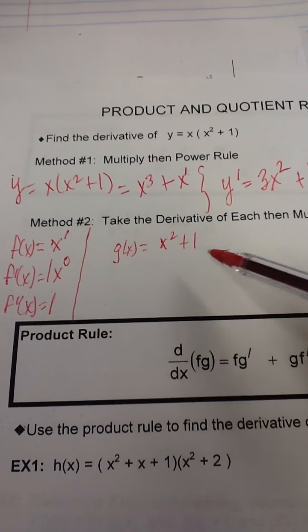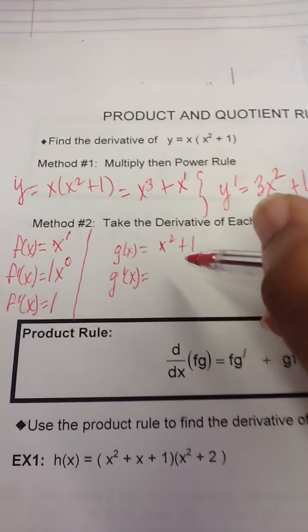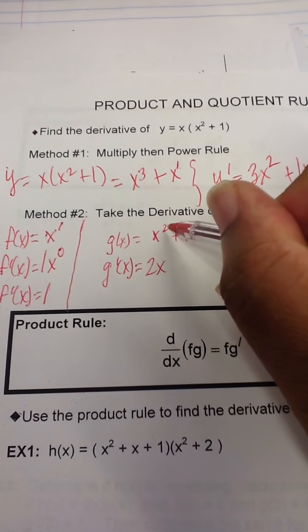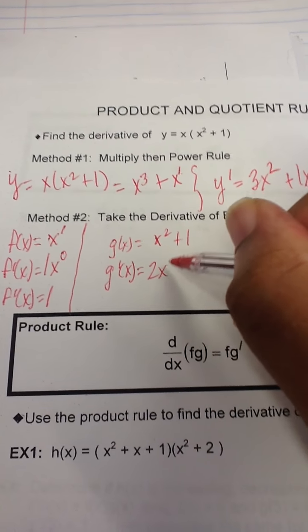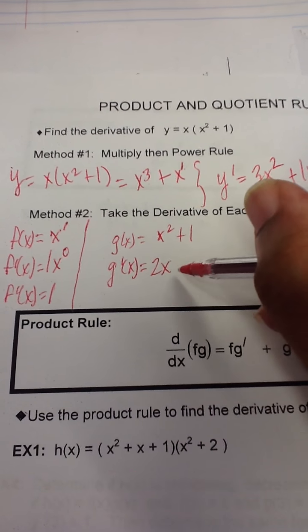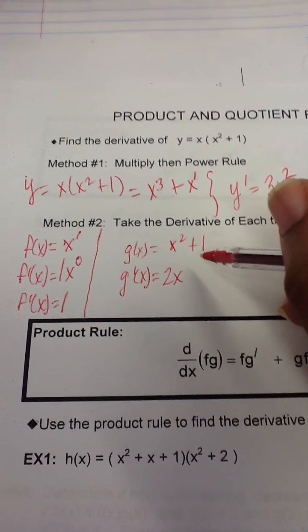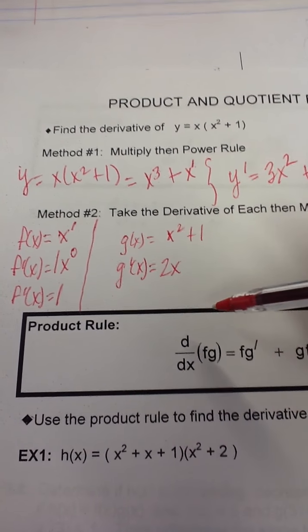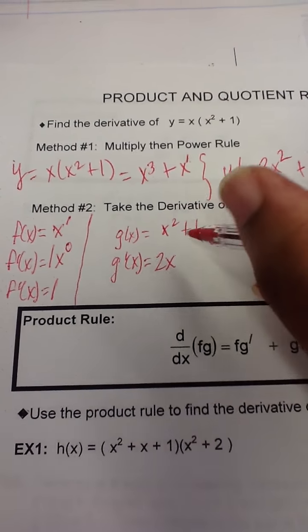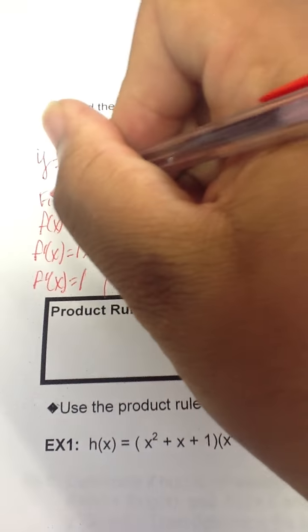g of x is x squared plus 1, so g prime of x, if I take the derivative of each one, x squared, I'm going to bring the 2 down, so that's 2x to the 2 minus 1 is just 1, but I know if I don't have an exponent shown, it's understood to be an exponent of 1, plus the derivative of the constant. We know the derivative of all numbers, constants, is just 0.